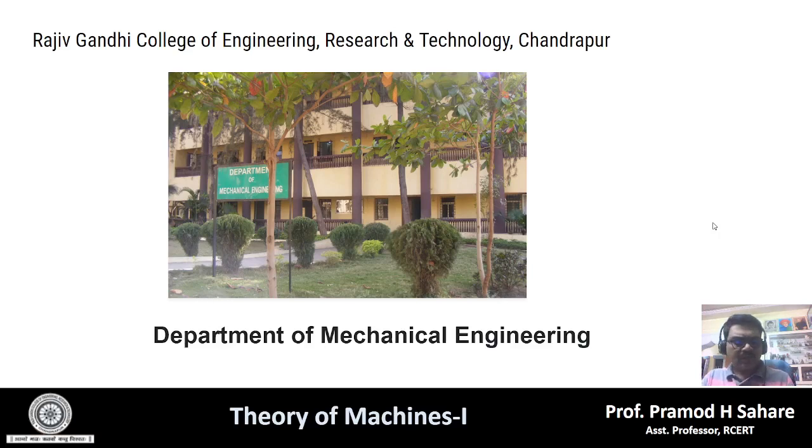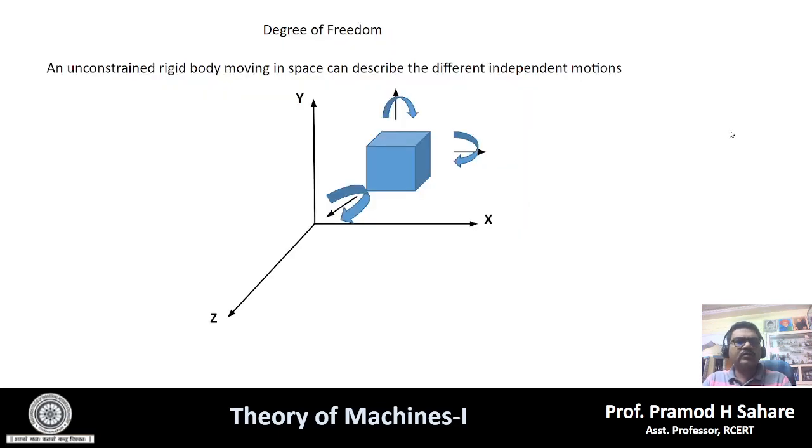Hello everyone. Today we are discussing the topic Theory of Machines 1, and we will discuss degrees of freedom. So what is meant by degrees of freedom? Degrees of freedom means an unconstrained rigid body moving in a space can describe different independent motions.